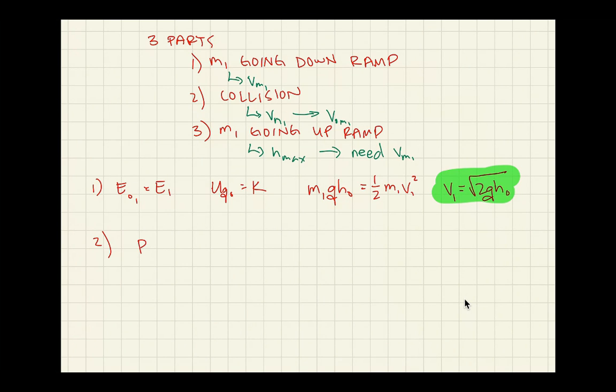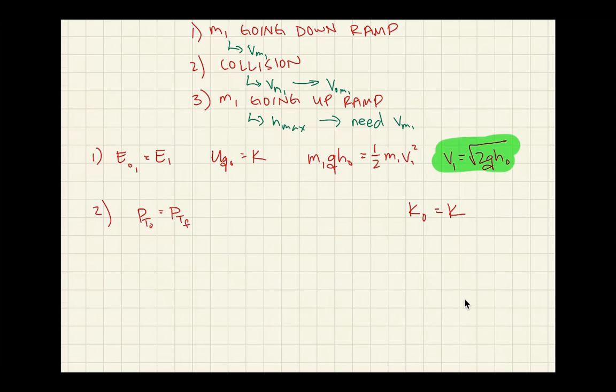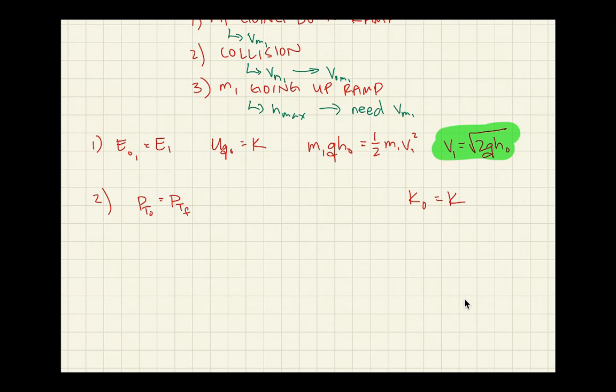So I know that the total initial momentum is going to be equal to the total final momentum. And I also know that, I'm going to write it on the right side here so I can show both of these equations on the screen at once, the kinetic energy initial is going to be equal to the kinetic energy final as well for the whole system. So what that looks like for momentum before the collision, it's just m1 moving with initial velocity.